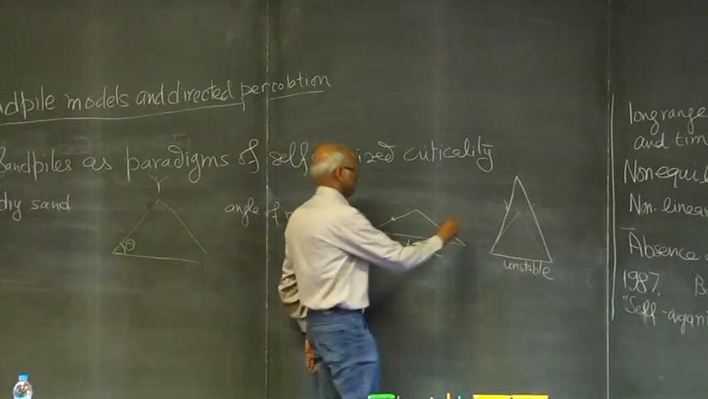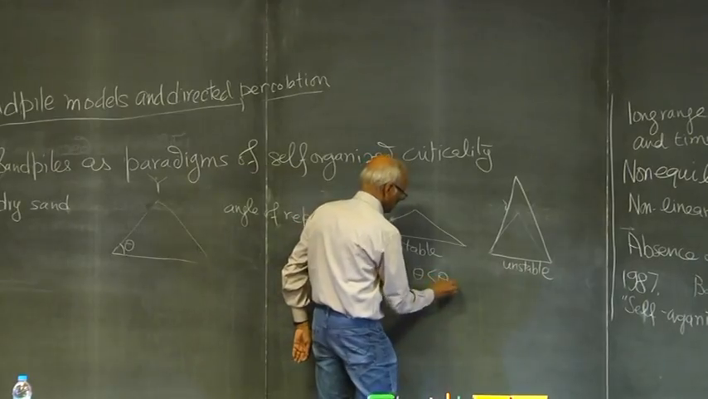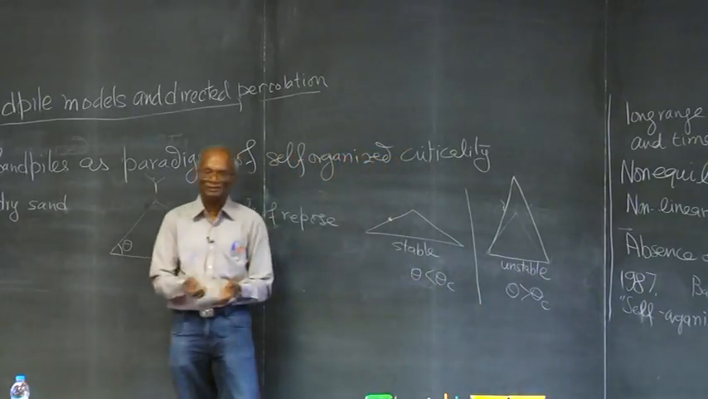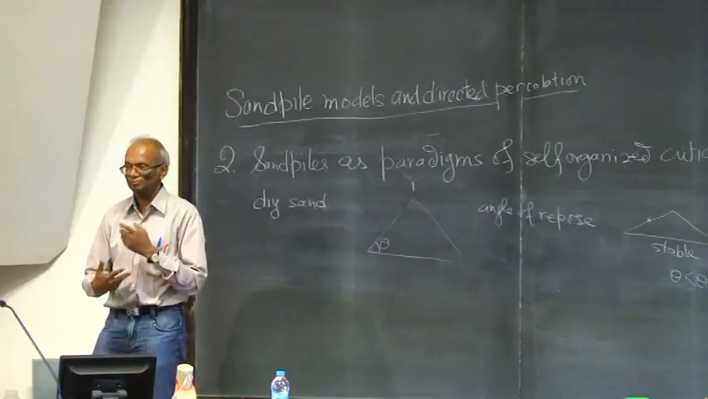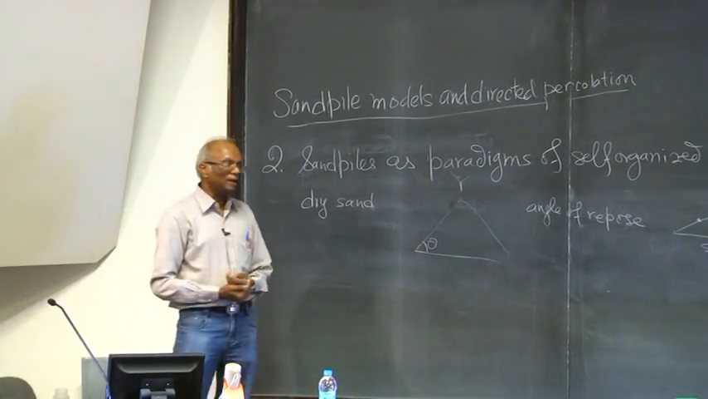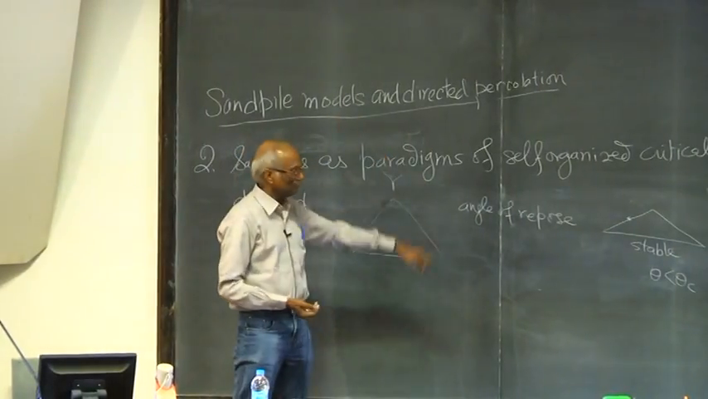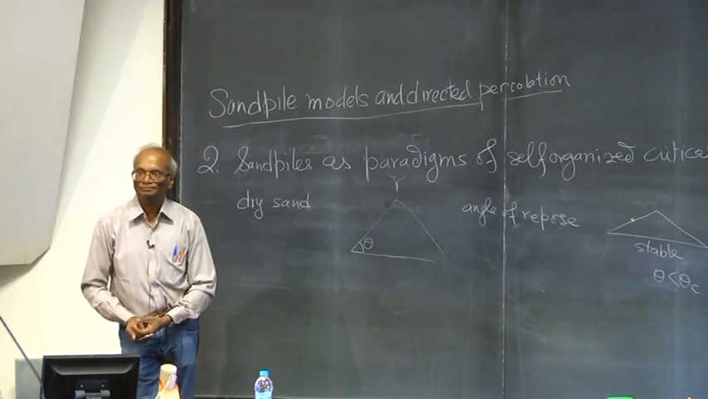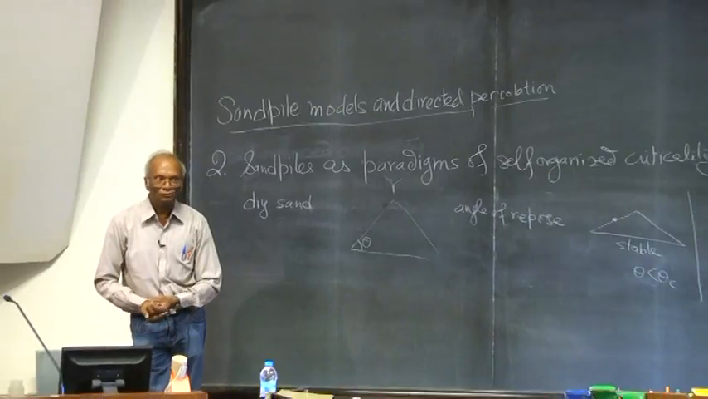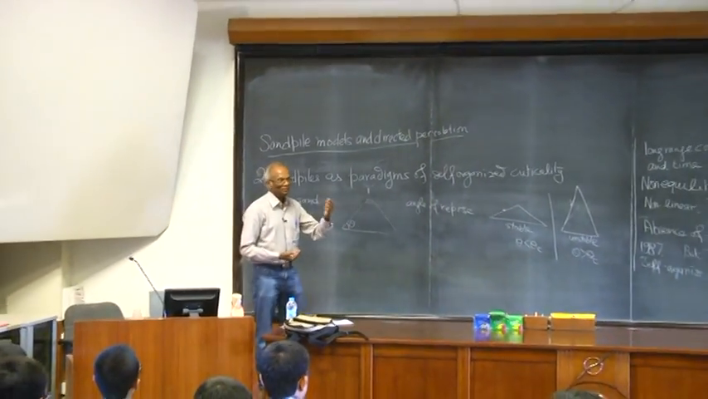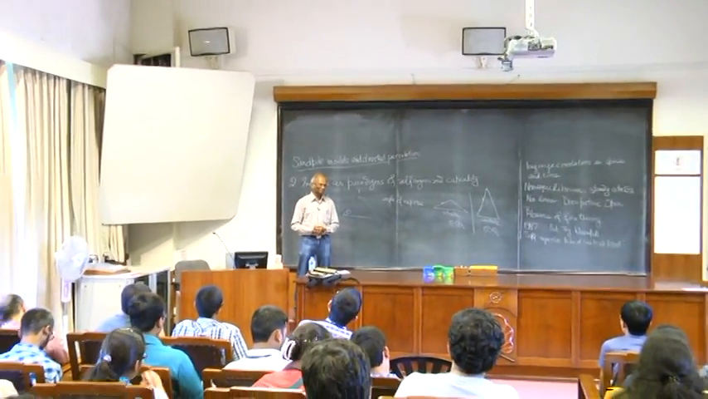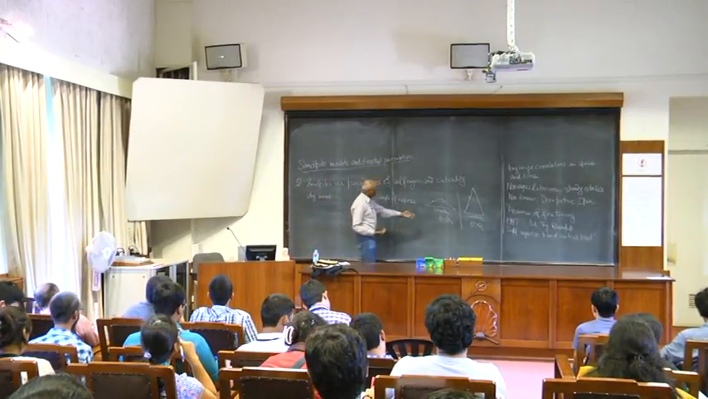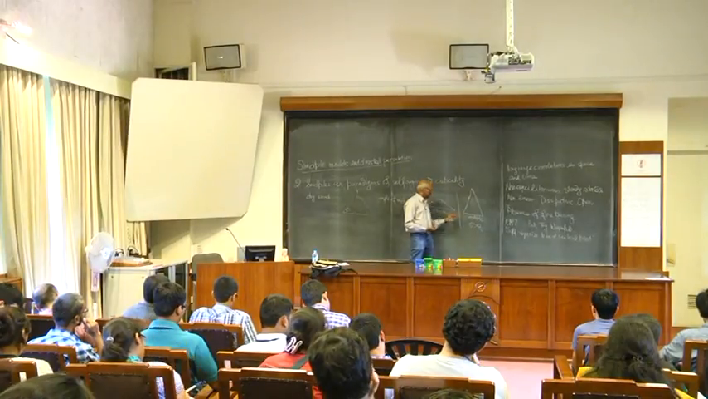this is for theta less than theta c, this is for theta greater than theta c, and there is a threshold of instability between these two, which is called theta c, the angle of repose. Okay, and the remarkable point about this system is that you just drop sand from the top, and the cone is formed with the angle equal to the angle of repose. So the system is organizing itself to be at the edge of stability, at the transition from stable to unstable states.